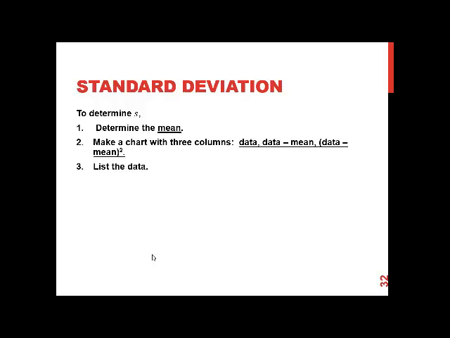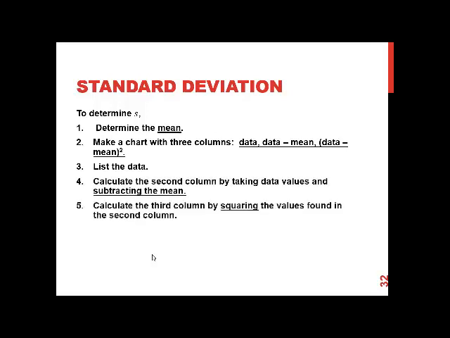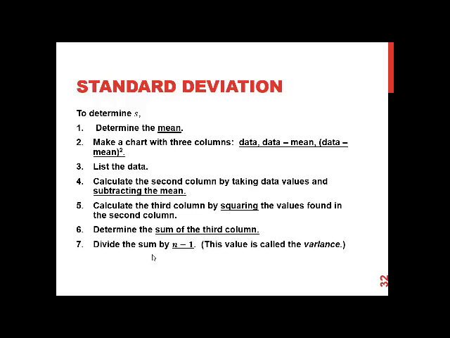Then we'll list the data, calculate the second column by subtracting the mean, calculate the third column by squaring the second column. Then we'll determine the sum of the third column. We'll add up all the data in the third column. We'll divide that by 1 less than the number of items. And once we've done that division, we have what we call the variance. Then we'll take the square root of that number, and that will be the standard deviation.